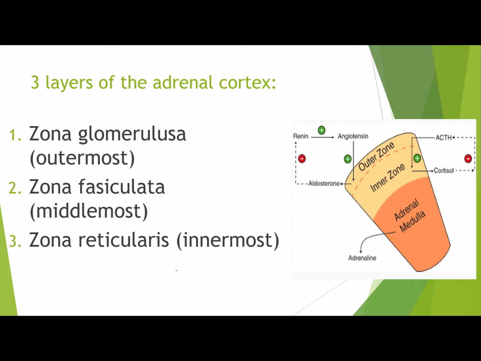Now, take a look at the three layers of the adrenal cortex class. You have the zona glomerulosa, which is the outermost part, zona fasciculata, the middlemost, and zona reticularis, the innermost. So most of the, as mentioned kanina, di ba, most of your steroidal hormones are produced at the outer layer.